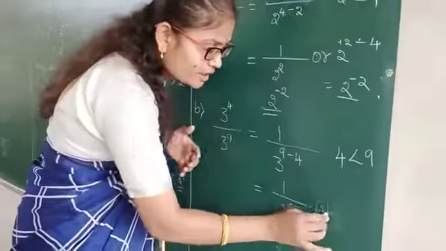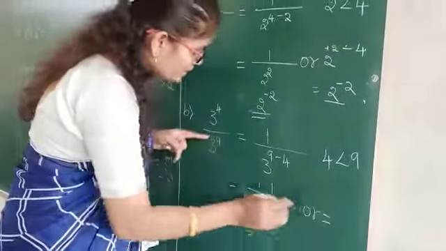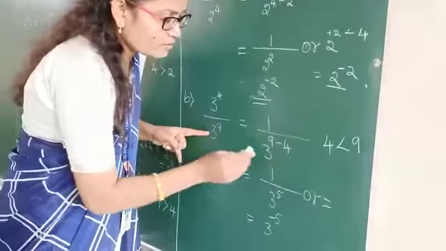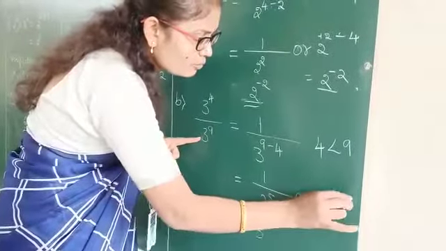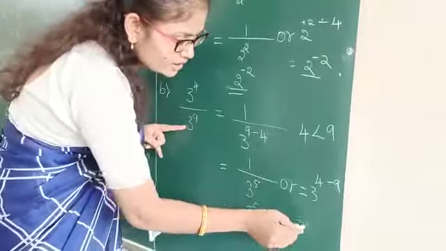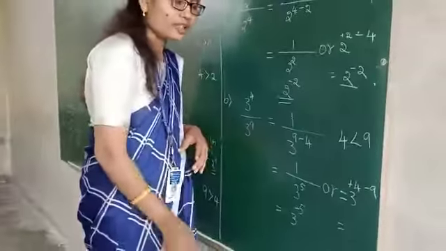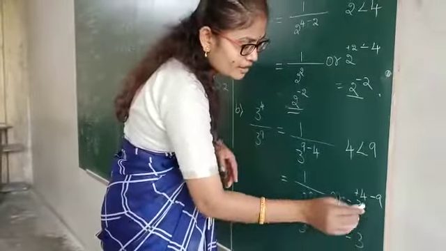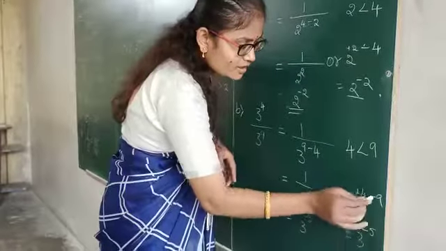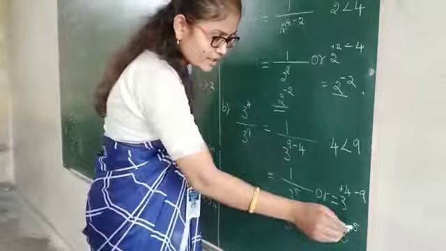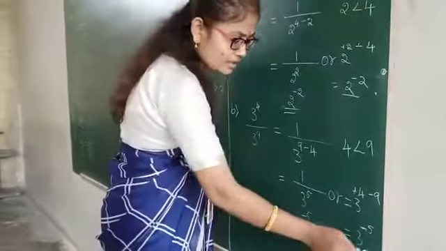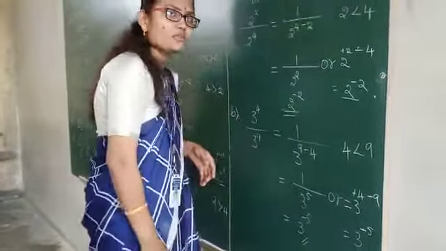Then what happens? You can see that 3 to the power of 4 by 3 to the power of 9 is equal to 3 to the power of 4 minus 9. Here, plus minus means we have to subtract. Then here what happens? Minus 5. Here 9 is the greater number, so we take the minus sign. You are going to get the same answer in both cases.